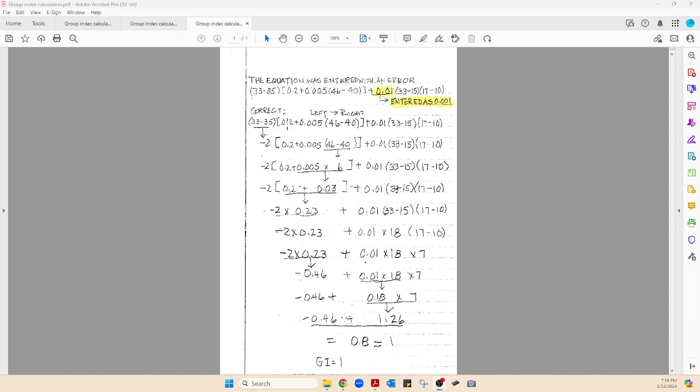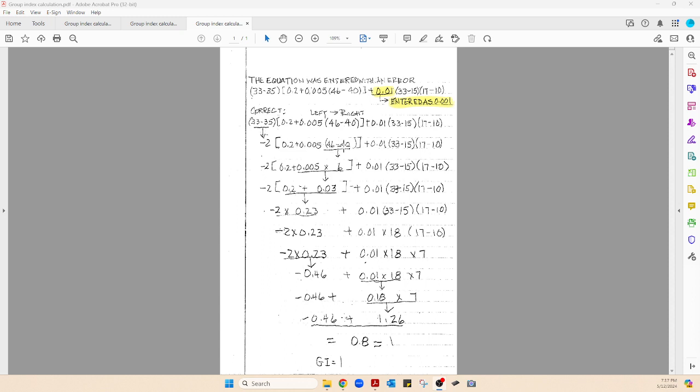So I'm going to keep the 0.2 plus 0.005 times 46 minus 40. I'm going to keep it in brackets for now. Plus 0.01 times the percent passing 200 minus the constant of 15 times the plasticity index, 17 in this case, minus 10. So let's go one more time where we go all the way across and we don't do anything.